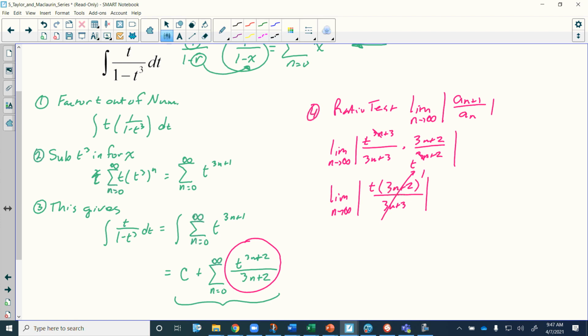So the limit in this case is going to be the absolute value of t. Now what we know about the geometric series is that the constant ratio, t in this case, must be less than 1. And if we were going to solve this, in this case, this will wind up being the radius.